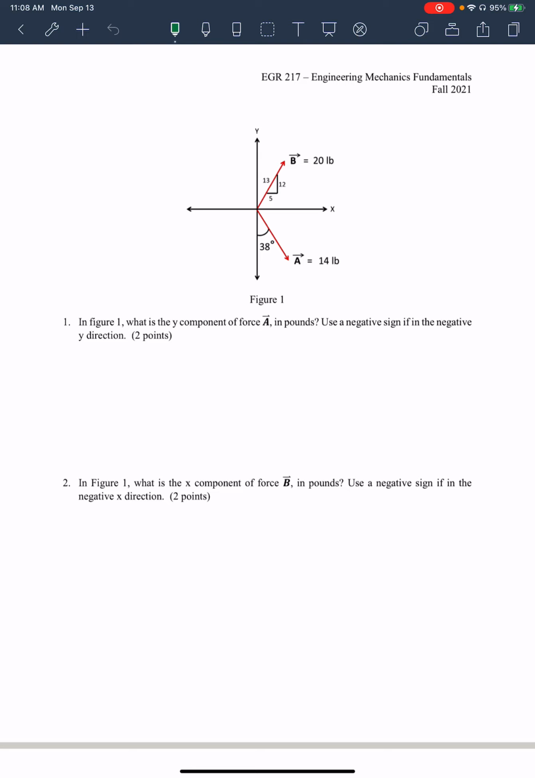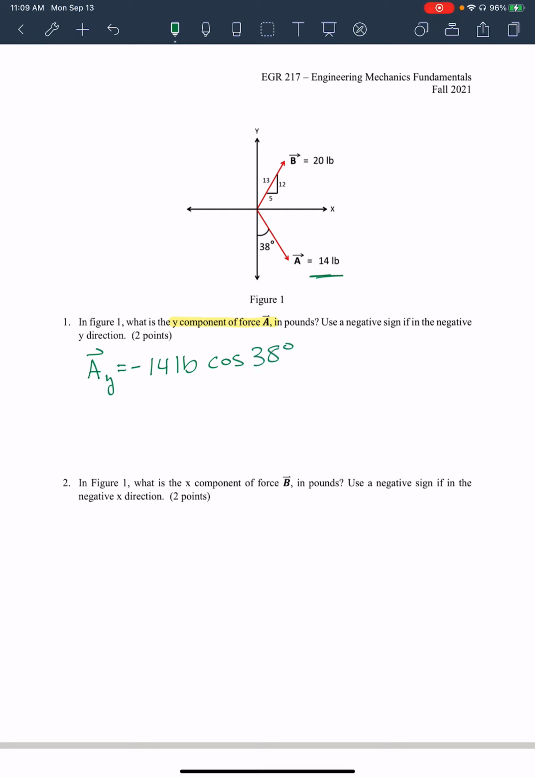What is the y component of force A in pounds? Use a negative sign if it's in the negative y direction. All right, so A is the one that's pointed down and to the right. So the y component of that, A in the y direction, equals that 14 pounds times cosine of 38 degrees, and it's in the negative direction.